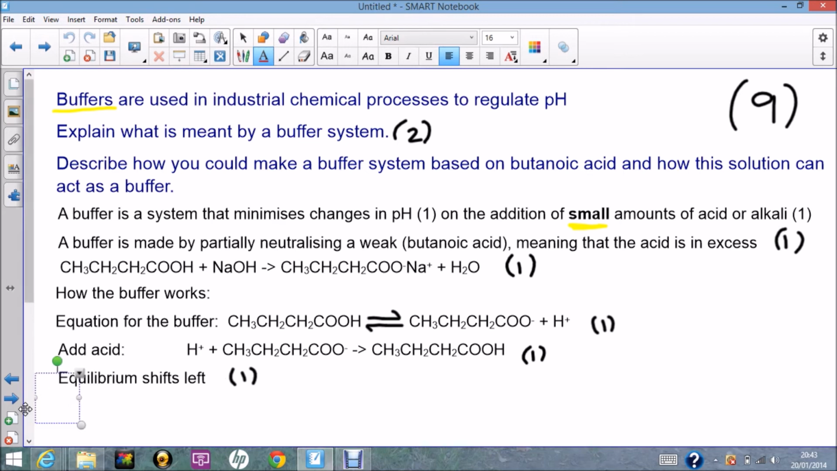Next we're going to talk about what happens if we add alkali. So if we're adding alkali, then what we're really adding is OH minus ions. Again, look at your buffer equation. OH minus ions are going to want to react with H plus ions here. If that happens, then they're going to form water.